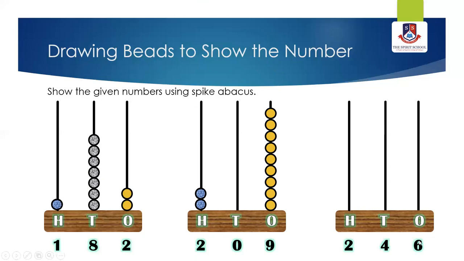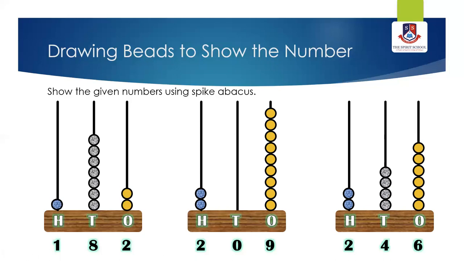Here we are having 6 ones, 4 tens, and 2 hundreds. So the number is, if we are talking about the ones, 6 beads will be placed at the 1 spike. 4 beads will be placed at the 10 spike, and how many beads will be placed in the 100 spike? As we are having the digit 2, the number of beads in the 100 spike is 2. So the number we have represented using the spike abacus is 246.